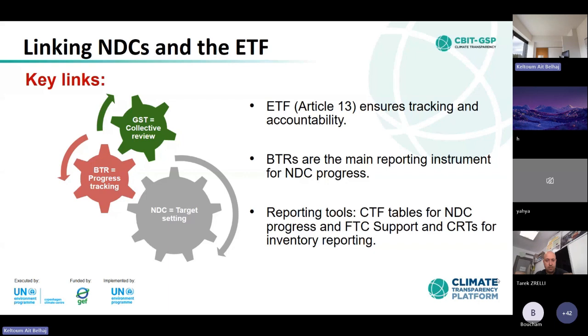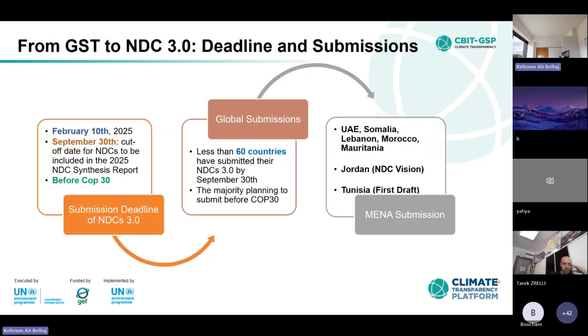As a summary, here are the key links between the three pillars. What we need to take home with us: the NDC sets the targets for your climate ambition, the BTR tracks the progress made in implementing and achieving that NDC, and the global stocktake reviews and considers all the global efforts. It's important to note that the deadline for the NDC 3.0 submission was February 10, 2025.